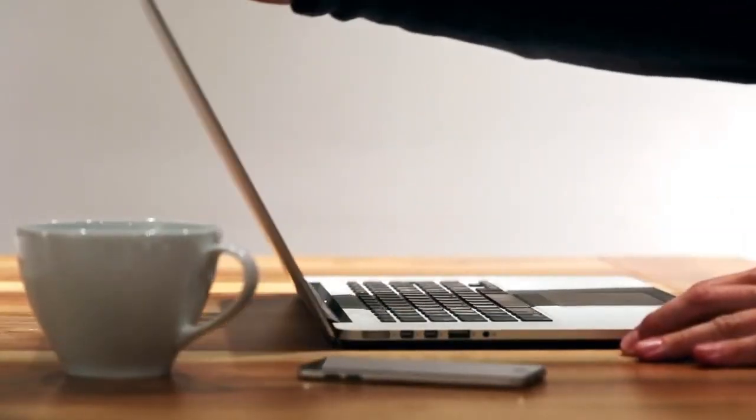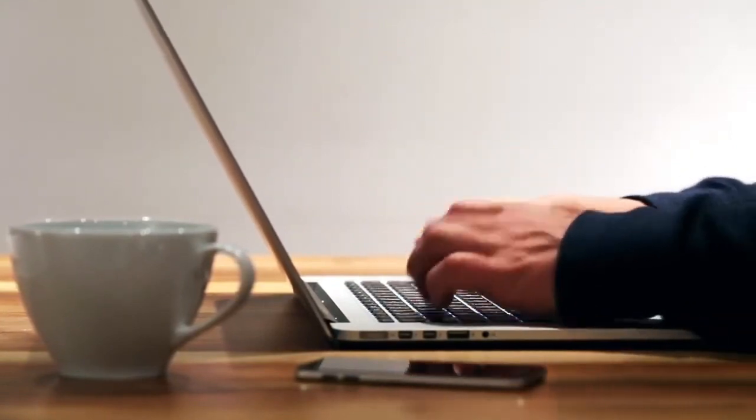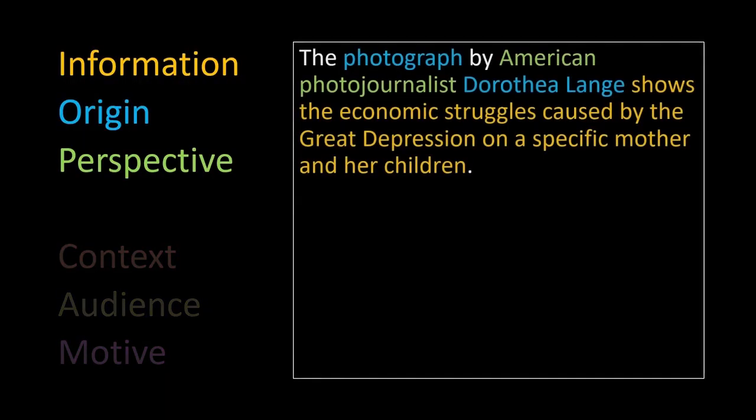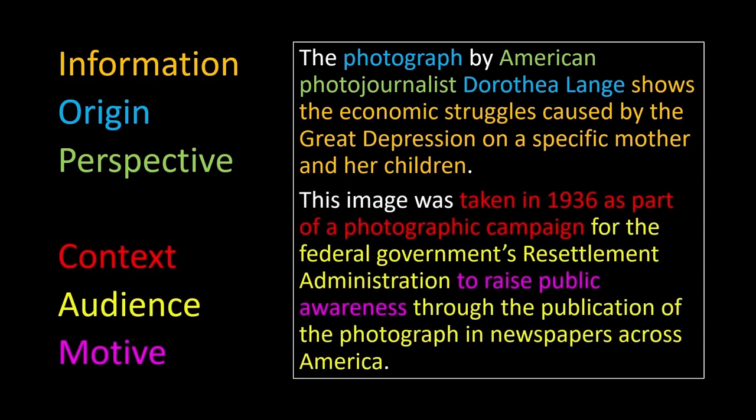Now that we have answered each of the 6 questions, we can tie them all together and write a 2-sentence source analysis. Here is the result. The photograph by the American photojournalist Dorothy Lang shows the economic struggles caused by the Great Depression on a specific mother and her children. This image was taken in 1936 as part of a photographic campaign for the federal government's Resettlement Administration to raise public awareness through the publication of the photograph in newspapers across America.